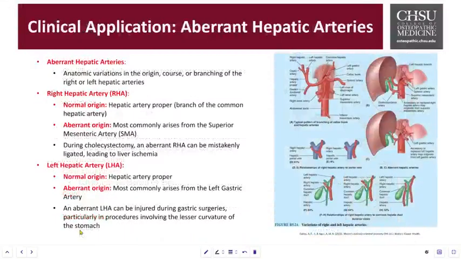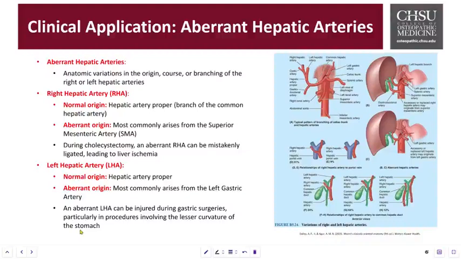And then another clinical application area is what they call aberrant hepatic arteries. Aberrant hepatic arteries are anatomical variations where the origin, the course, and branching of the left and right hepatic arteries can be different. And there are two types. We have the right hepatic artery, called the RHA, and there's also the LHA, left hepatic artery. The RHA is where the normal origin comes from the hepatic artery proper. This is the branch of the common hepatic artery. And the aberrant is where it mostly arises from the superior mesenteric artery. So during procedures like cholecystectomy, the aberrant RHA can be mistakenly ligated and then cause blood loss to the liver.